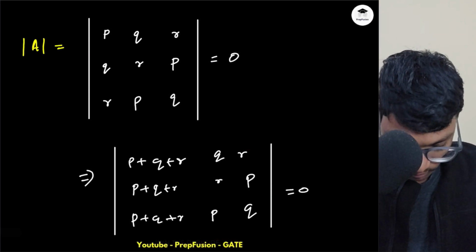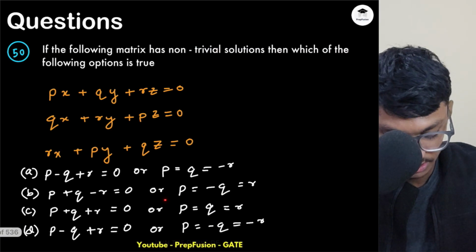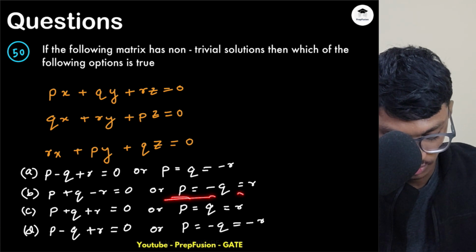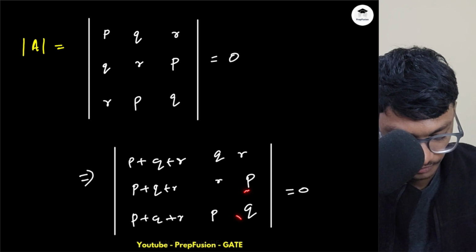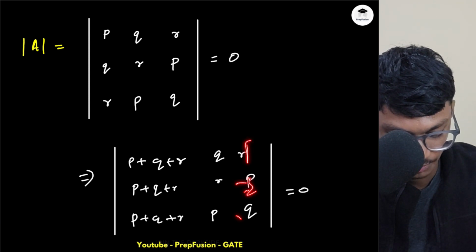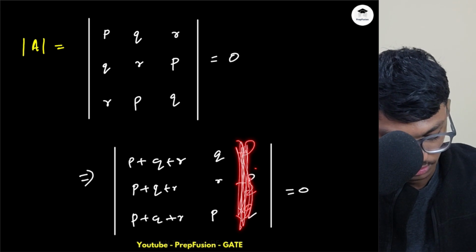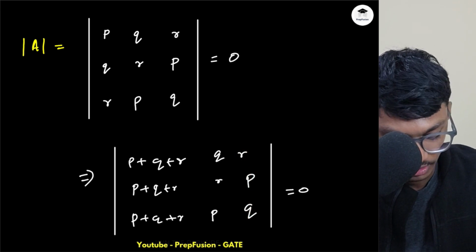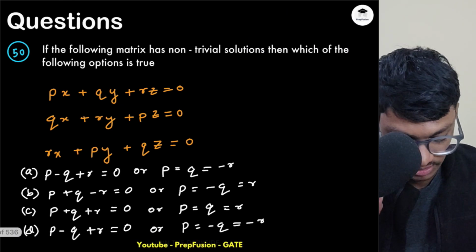Just check the options. If P equals minus Q equals R, can the determinant be 0? P equals minus Q, so this is minus Q and this is P itself. So no, I'm not getting same rows. We can do it differently also. Basically the answer will be P equals Q equals R.